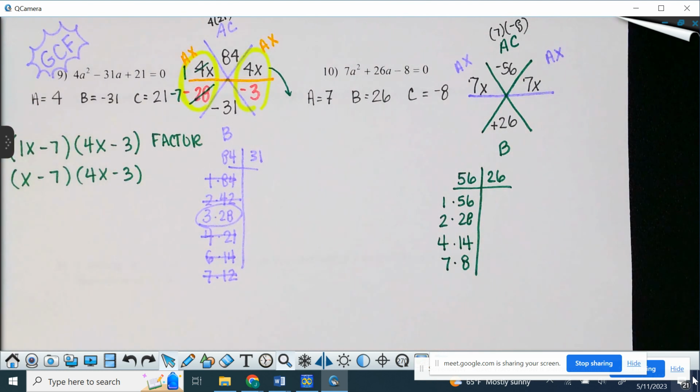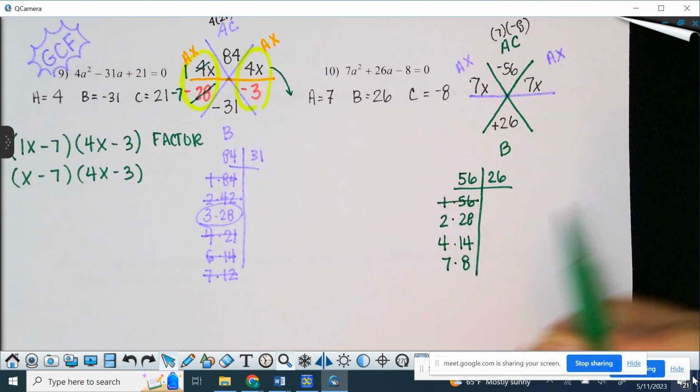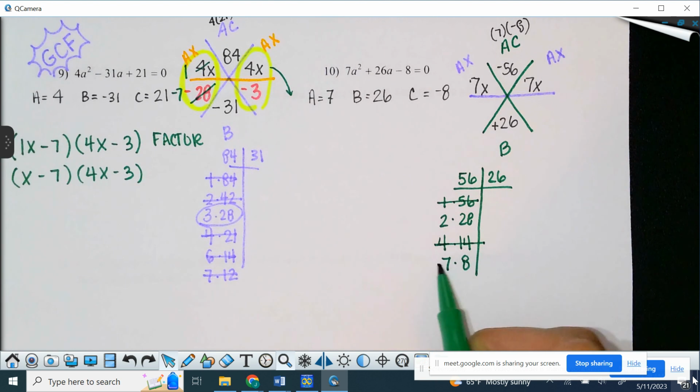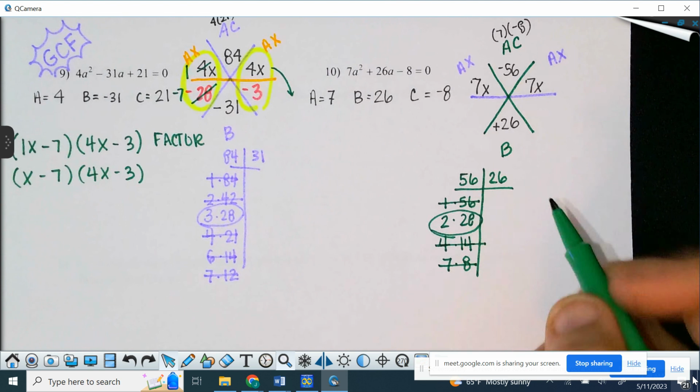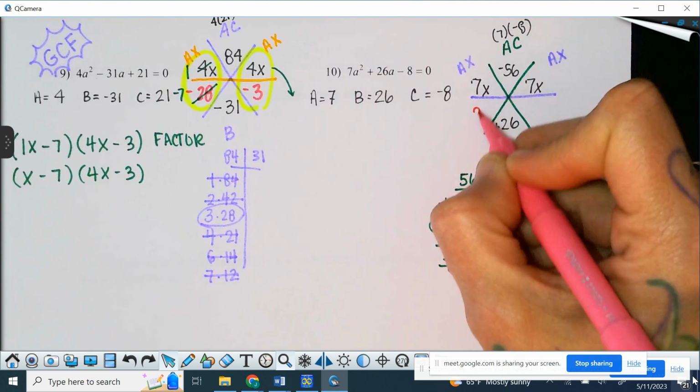Which one of those pairs can I put together to get 26? Two and 28, right? Because this is going to be 57 or 55. This will be 10 or 18. This is going to be 15 or 1. So it's got to be this guy. So we're going to put the big one, I always put it to the left, it's my habit. 28, 2.